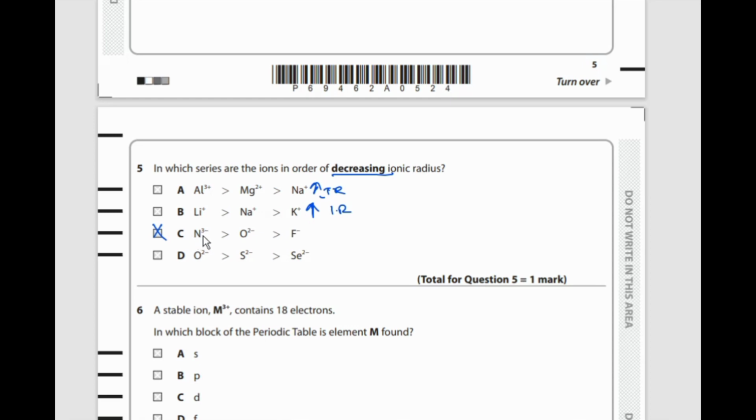If we look at nitrogen taking up 3 extra electrons, you increase the shielding effect. Definitely the ionic radius will be bigger than that of oxygen, which has only taken 2, and definitely bigger than that of fluorine, which has taken only 1. Then finally, if you look at the last one, oxygen, sulfur, down group 6, we need to know that as you go down the group, there is an increase in the ionic radius and the atomic radius. So our answer is C.